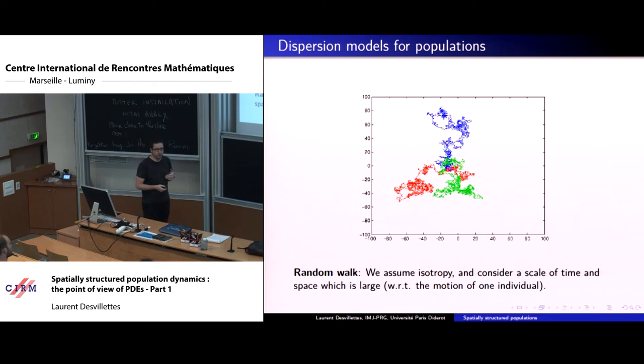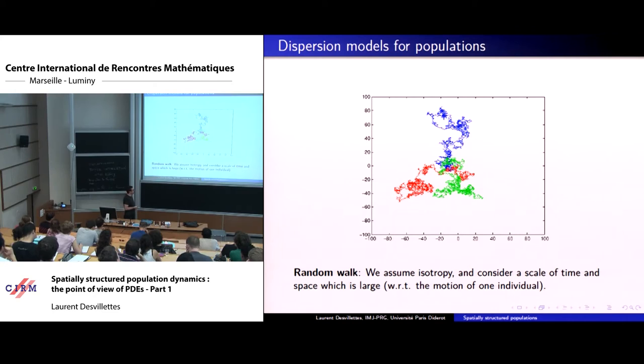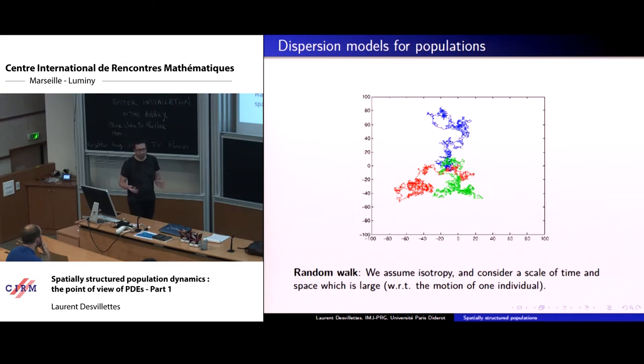Now let me say a few words about the typical dispersion models you can expect when you don't know that much about the behavior of individuals in a population. So typically what you will assume is that you have a random walk for individuals, which is isotropic in some sense. So of course there are situations where it is not isotropic for many different reasons related to the geography of what you're looking at. But let's say in absence of other information, isotropy is a rather reasonable assumption if you don't know anything else on the geography, okay?